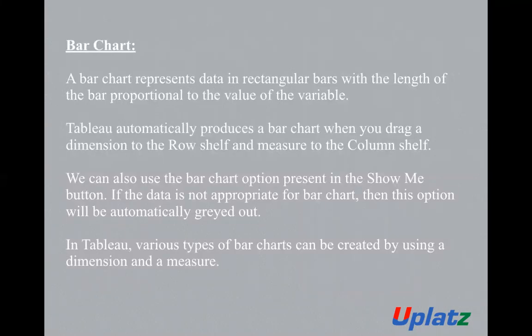A bar chart represents data in rectangular bars with the length of the bar proportional to the value of each variable. Tableau would automatically produce a bar chart when you drag a dimension to the row shelf and a measure value to the column shelf. We can also use the bar chart option present in the Show Me button. If the data is not appropriate for a bar chart, then this option will be automatically grayed out. In Tableau, various types of bar charts can be created using a dimension and a measure.